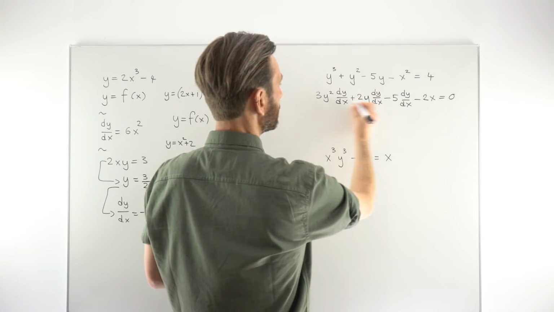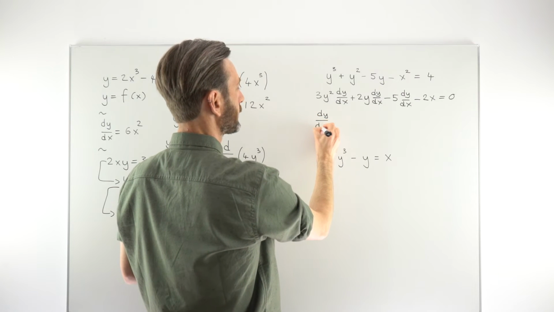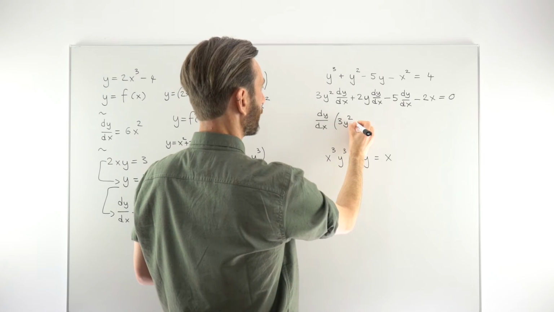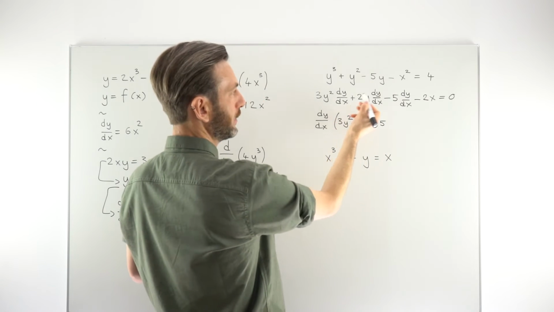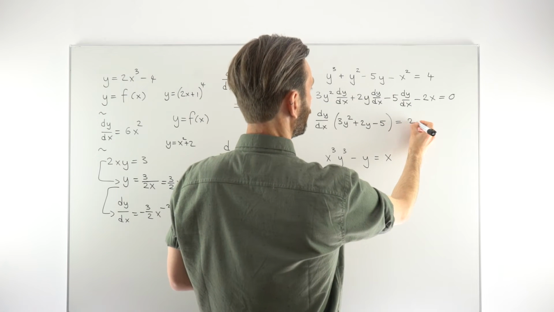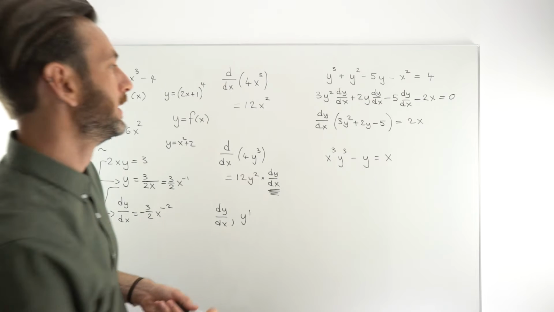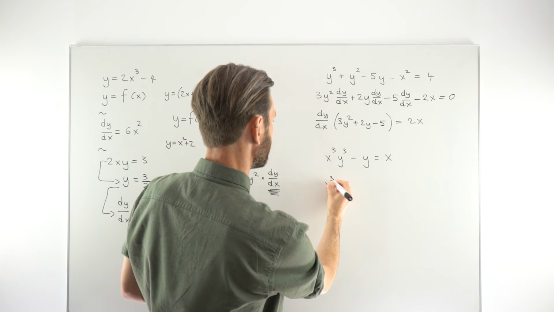So we can effectively pull out a common factor here of dy/dx, and then just line everything else up. So 3x squared plus 2y minus 5. I've just pulled out the dy/dx from each of these terms, and I'm going to move my minus 2x over to the other side, to become a 2x. I'm just going to maybe move this down a little to make some space.